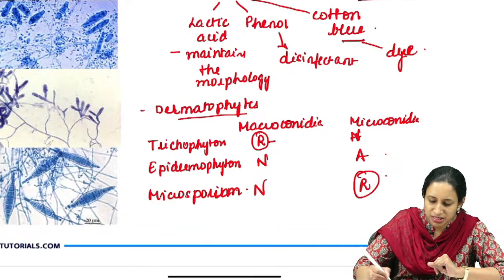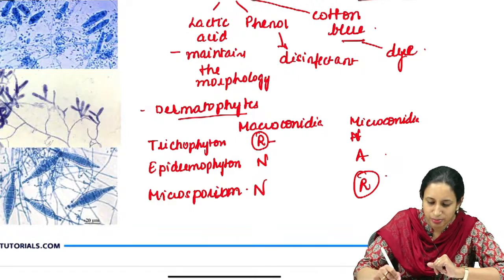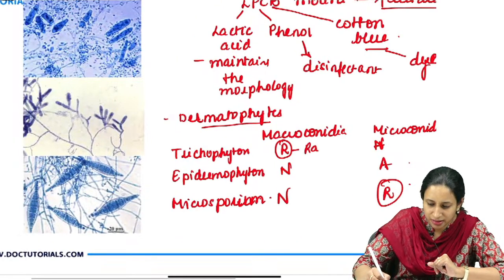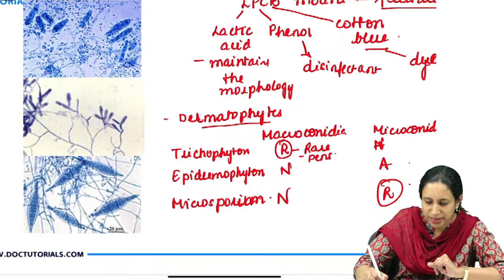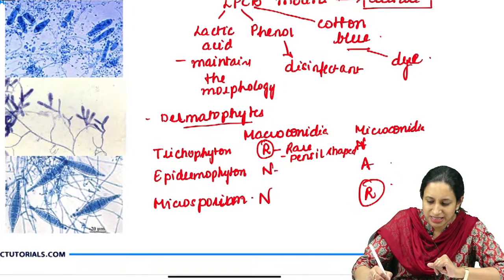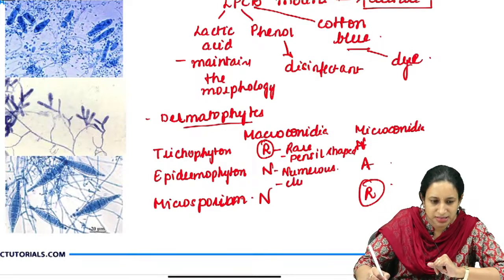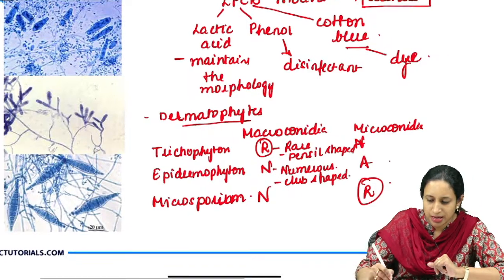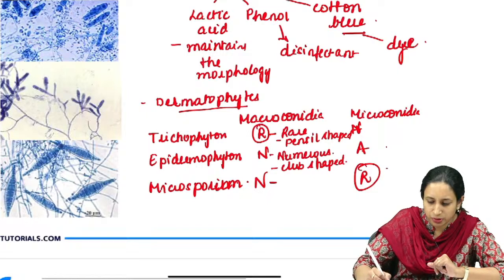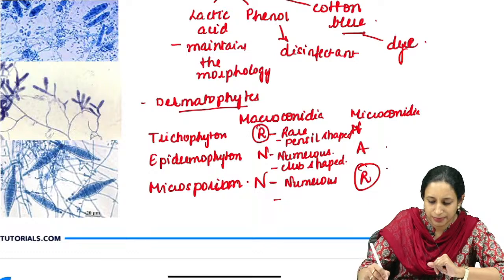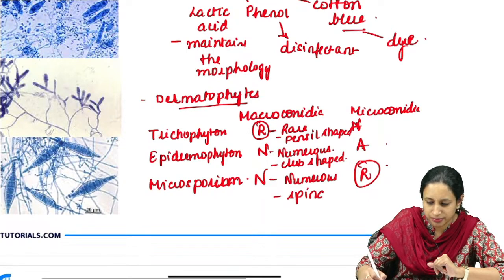So how do you remember this? In Trichophyton, you will see that your macroconidia are rare, and if they are present, what is the shape of the macroconidia? It is pencil shaped. In Epidermophyton, N stands for numerous. And what is the shape of this? It is club shaped. And when it comes to Microsporum, here again N stands for numerous. And what is the shape? It is spindle shaped.